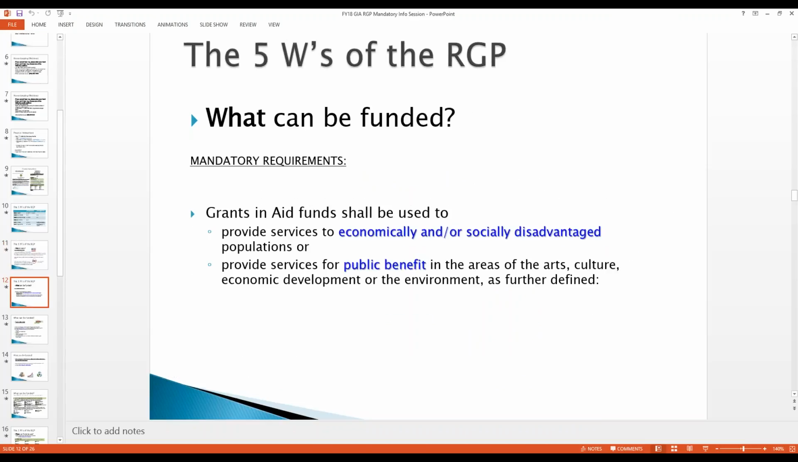So section 3, Grants in Aid objectives, provides an overview of which activities can be funded. And really they fall into two major categories: services to economically and or socially disadvantaged populations, or services for public benefit in the areas of the arts, culture, economic development, or the environment. So let's take a look at each of them.